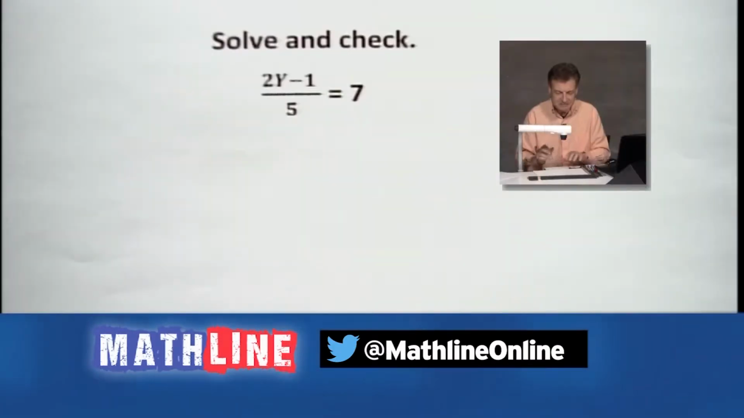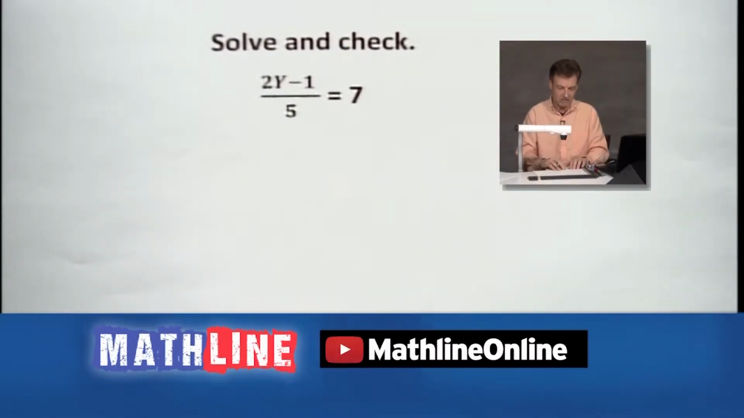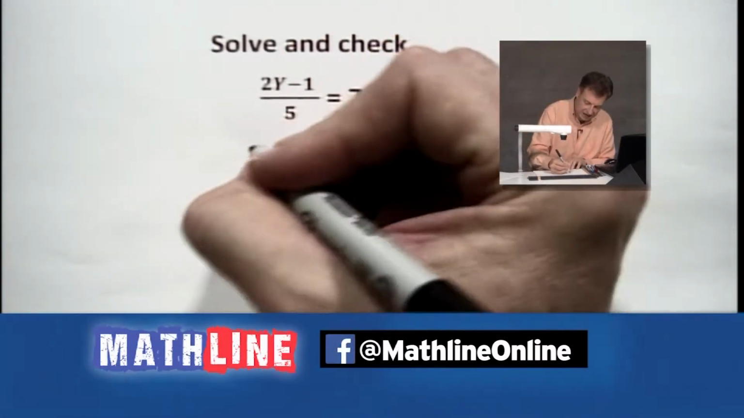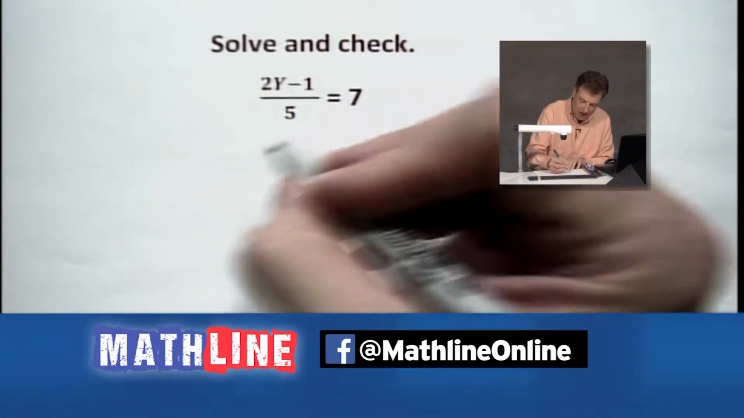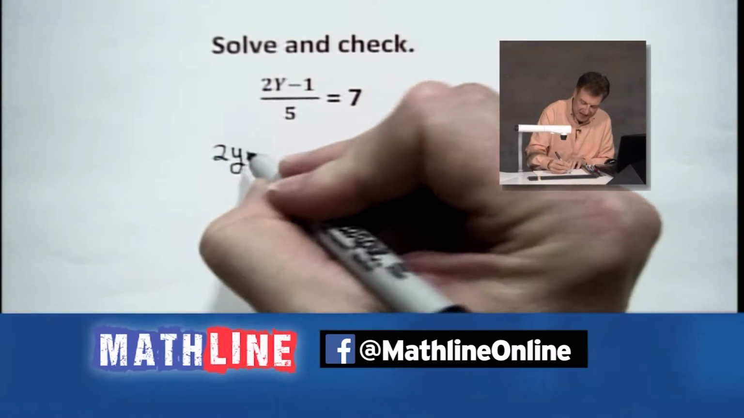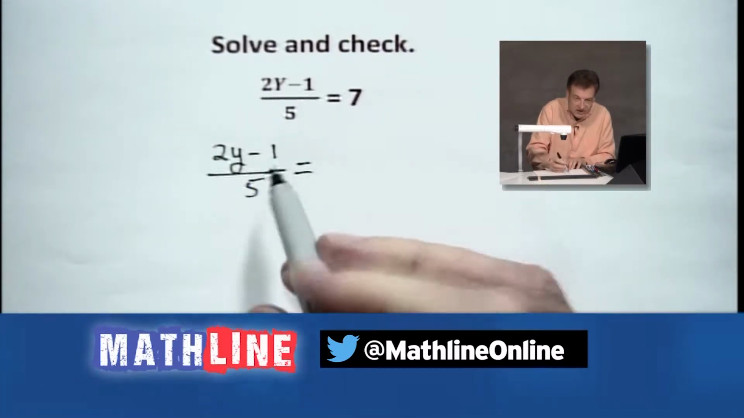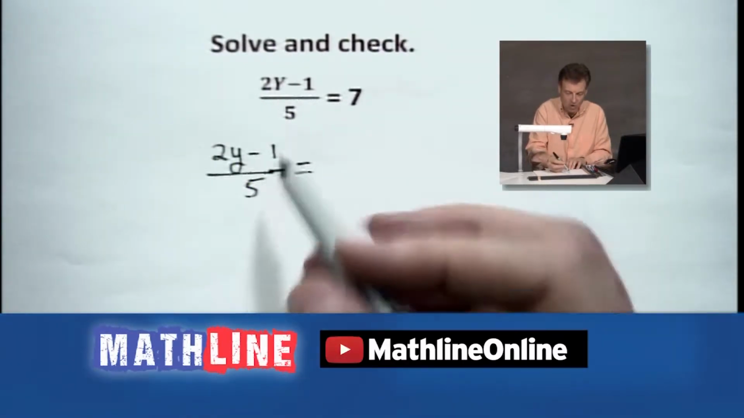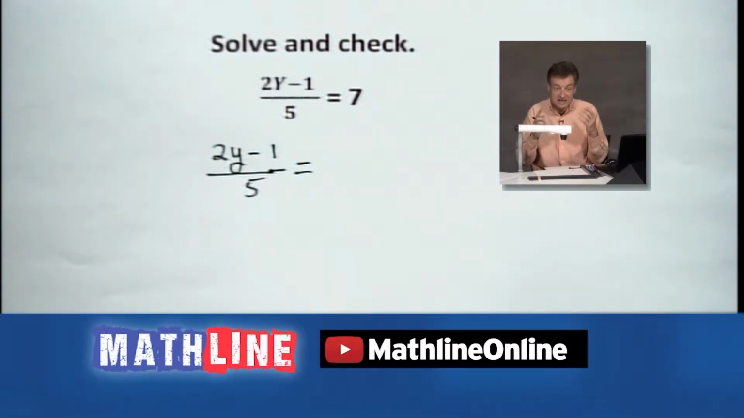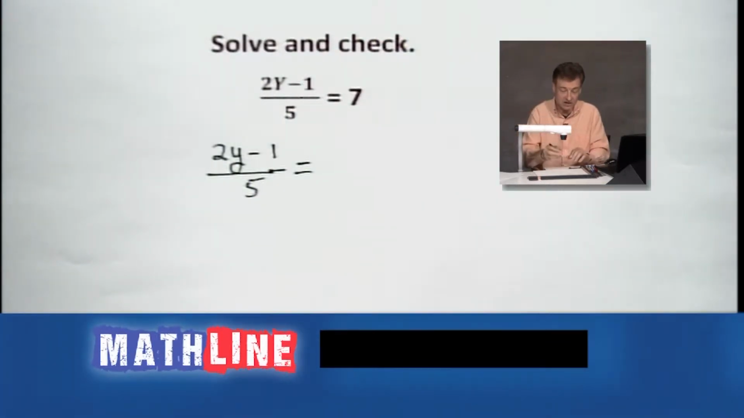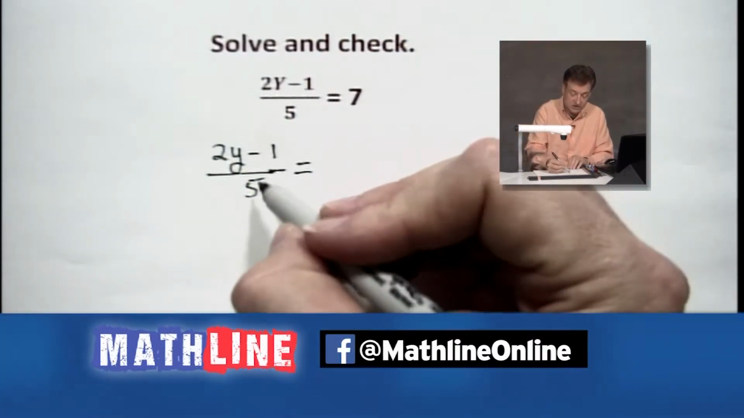Speaking of which, let's take a look at our second problem on our list here, all right? It says solve and check. And we've got 2y minus 1. Let's give you all a chance to write that down at home, all right? 2y minus 1. And notice it's all over 5. It's the whole quantity. In your mind, there could be a parenthesis around 2y minus 1. But it's all a quantity divided by 5.